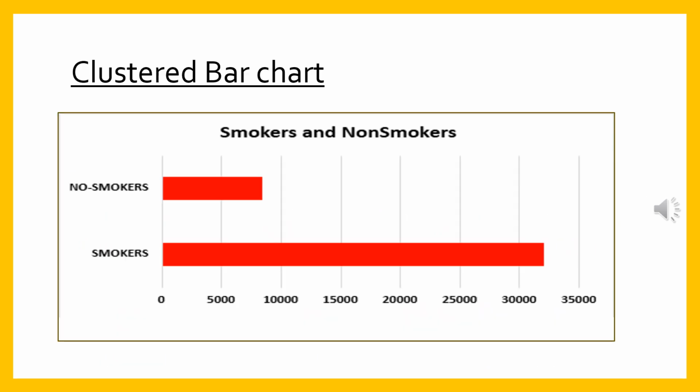Cluster bar chart. On the y-axis I have added smoking status and on the x-axis I have added medical charges. So the smokers have the longest bar, which indicates that they have higher medical charges as compared to non-smokers.